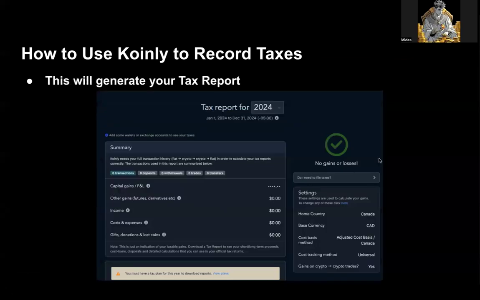And from there, after you add all your wallets and it shows up in your dashboard, this will generate your tax report if you don't go over the transaction limit, listing out your capital gains, your income, and this will also determine how much of a tax return you get back from the government.